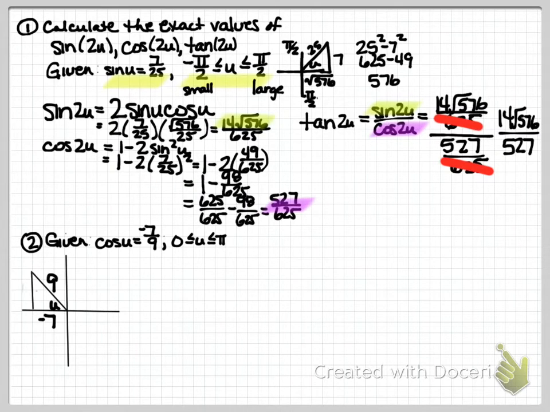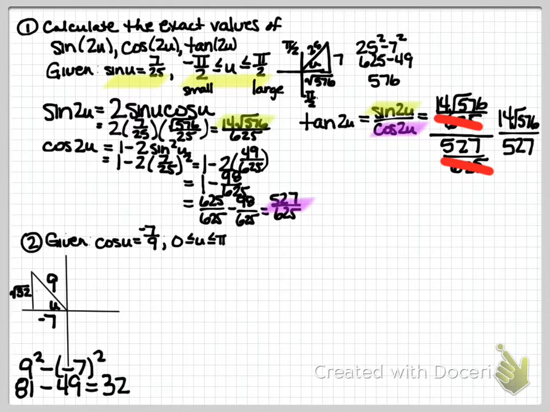Okay, so you should have placed your triangle in the second quadrant, because our restriction was from 0 to pi, and cosine is negative in quadrant 2. Now find the missing side. So we're going to take 9 squared minus the quantity of negative 7 squared. Make sure you put parentheses around it. So that's 81 minus 49, and that would come out to be 32. Okay, so our missing side is the square root of 32.